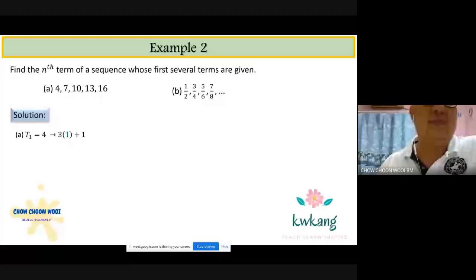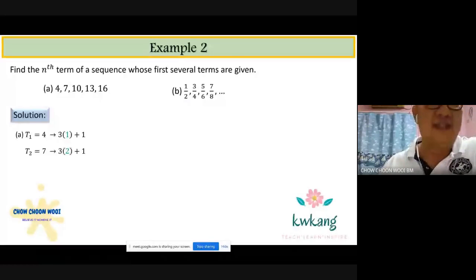4, which is 3 multiplied by 1 plus 1. Okay. Yang ni you need to analyze actually. You need to analyze before you know the formula kan. Formula nanti kita belajar. Yang ni kadang-kadang kita kena buat analisis first.